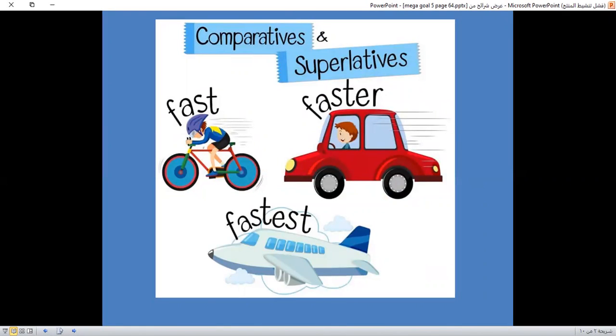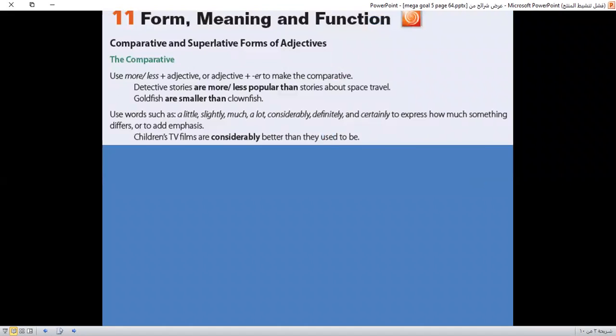So, yesterday we were talking about the comparative form of the adjective. When I compare between two things, we said that we have two types. This part of the grammar is going to be in the exam today. We have more or less, and then the adjective. This is one form. The second form is when I have the adjective and then er. Now, when do I use more or less with the adjective?